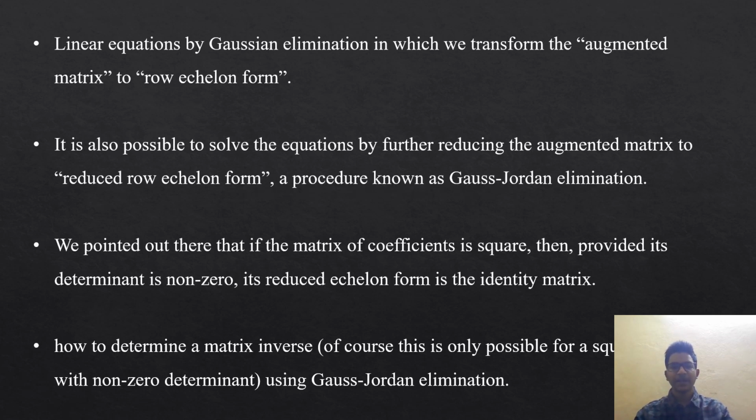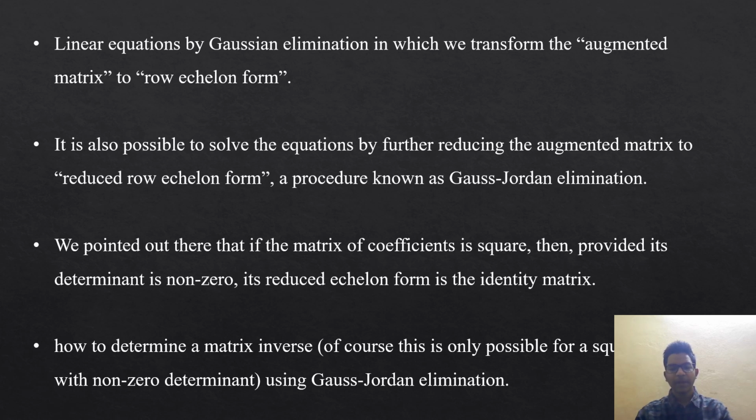Linear equations by Gaussian elimination, in which we transform the augmented matrix to row echelon form. It is also possible to solve the equations by further reducing the augmented matrix to reduced row echelon form, a procedure known as Gauss-Jordan elimination. We pointed out there that if the matrix of coefficients is square, then provided its determinant is non-zero, its reduced echelon form is the identity matrix.